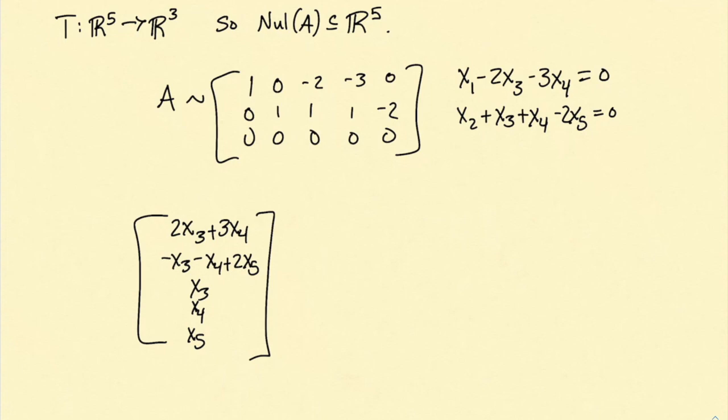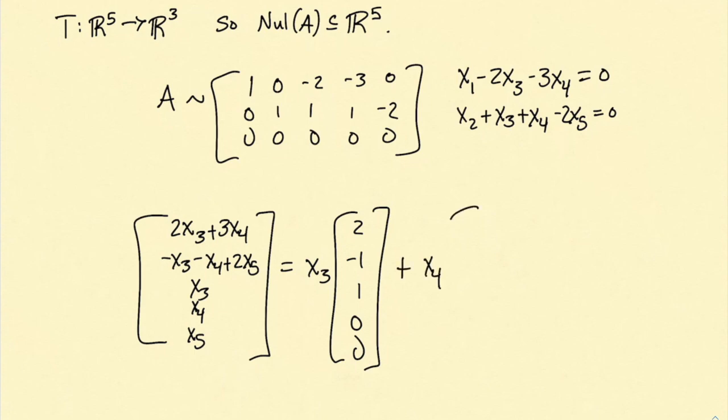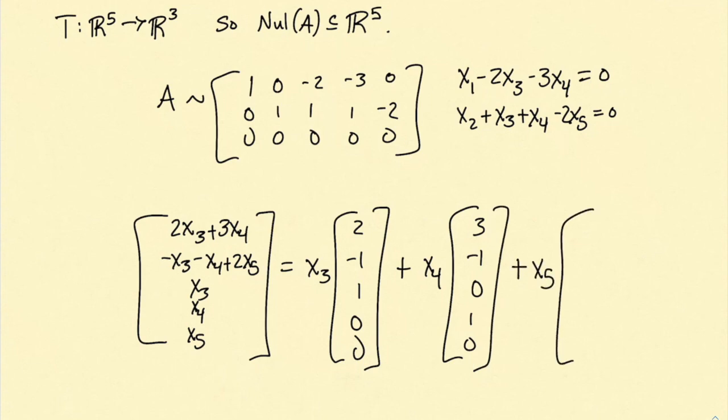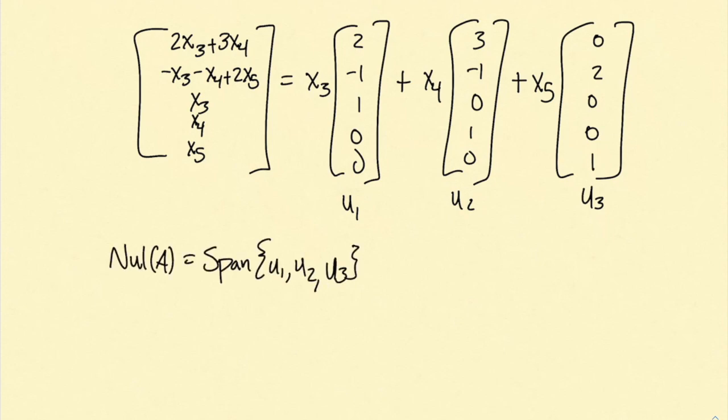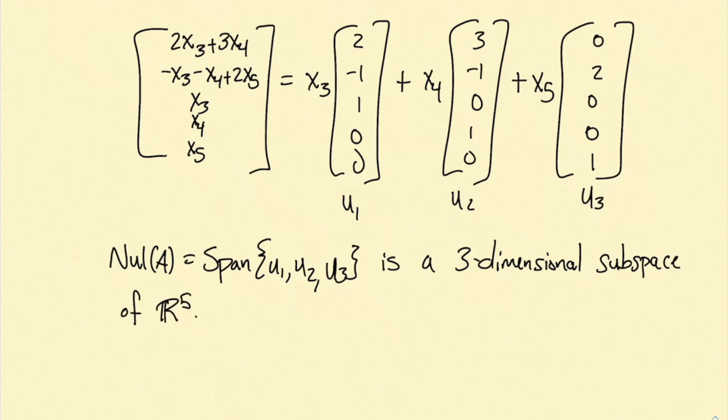So of course, we can separate this into three vectors. The first one is x3 times 2, negative 1, 1, 0, 0. Second is x4 times 3, negative 1, 0, 1, 0. And the third is x5 times 0, 2, 0, 0, 1. So if we name these three vectors, let's say u1, u2, and u3, then we can see that our null space is three-dimensional. It's going to be spanned by the three linearly independent vectors u1, u2, and u3.